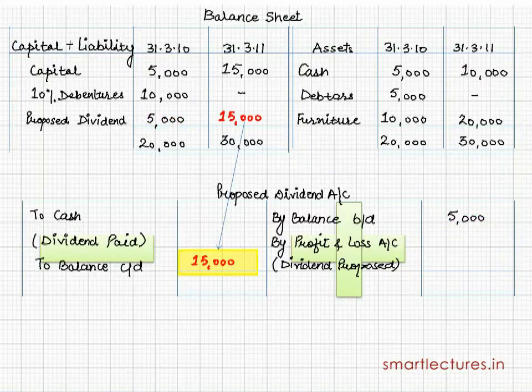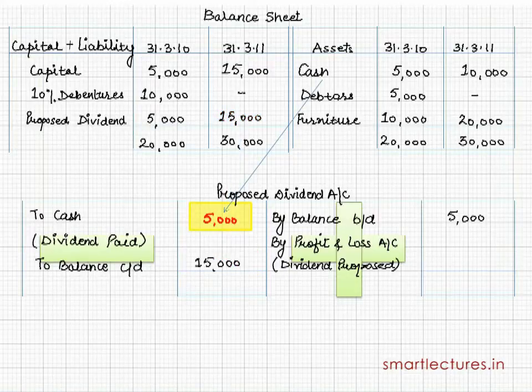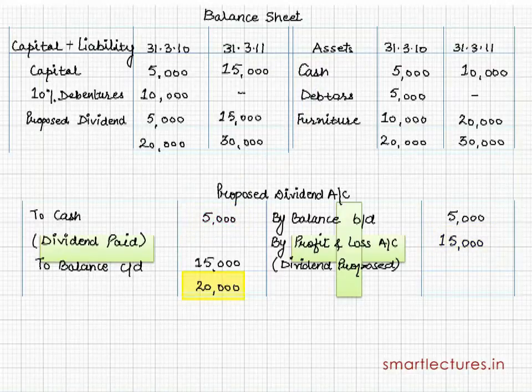Now the question is silent. How much dividend was paid during this year? So we'll assume that in the beginning the provision for dividend, I mean to say dividend proposed, was rupees 5,000. The same amount has been paid to the shareholders. So to cash 5,000 and by profit and loss account 15,000. So total 20,000, 20,000. So let's prepare cash flow statement.